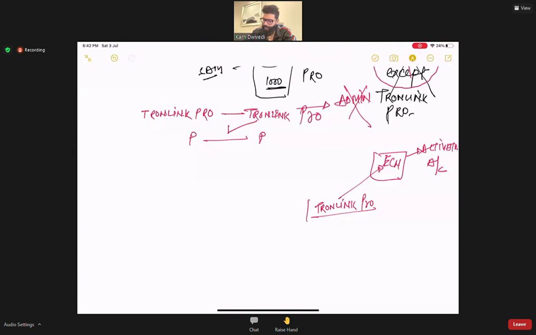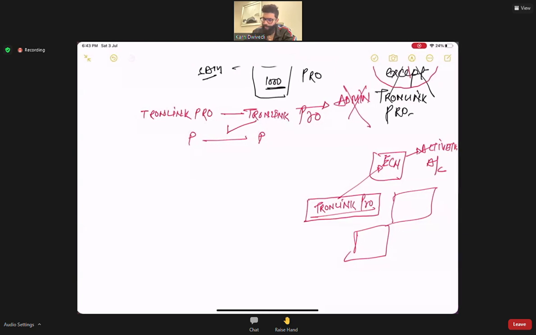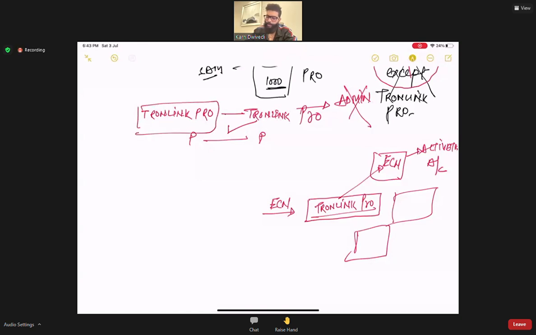So keep ECN in this wallet only until we announce any other official wallet. You have to wait for the official announcement that now you can use some other wallets also. Then you can use them, no problem. But until you get any official announcement, just keep your ECN in TronLink Pro wallet and only transfer from TronLink Pro to TronLink Pro. Clear? Point number 3, everyone.